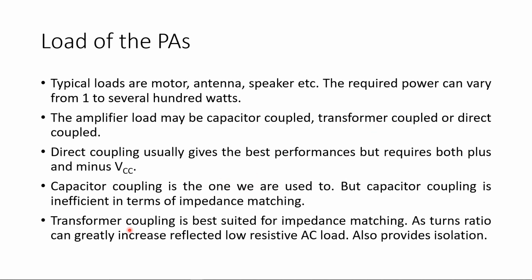The last one is the transformer coupled, which is actually the best suited for impedance matching. As you all know, a transformer has a primary and a secondary side, so you can use the turns ratio and reflect the low resistive load towards the amplifier as a high resistance. These are some of the advantages that you get from transformer coupling. On top of that, it will also provide you with DC isolation.